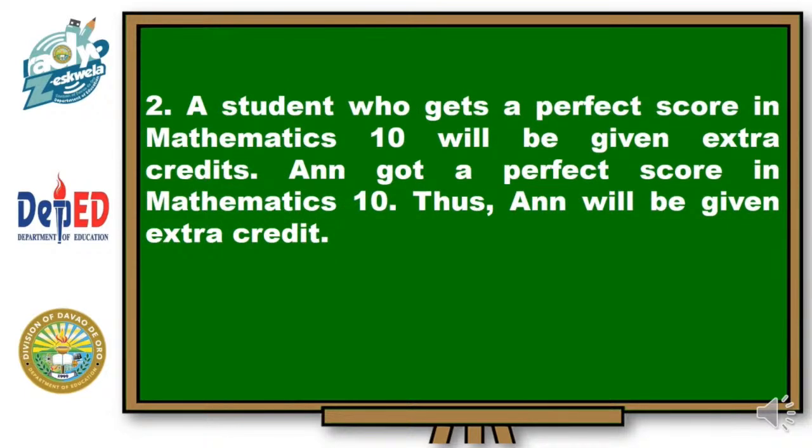Item number 2. A student who gets a perfect score in Mathematics 10 will be given extra credits. Anne got a perfect score in Mathematics 10. Thus, Anne will be given extra credit.